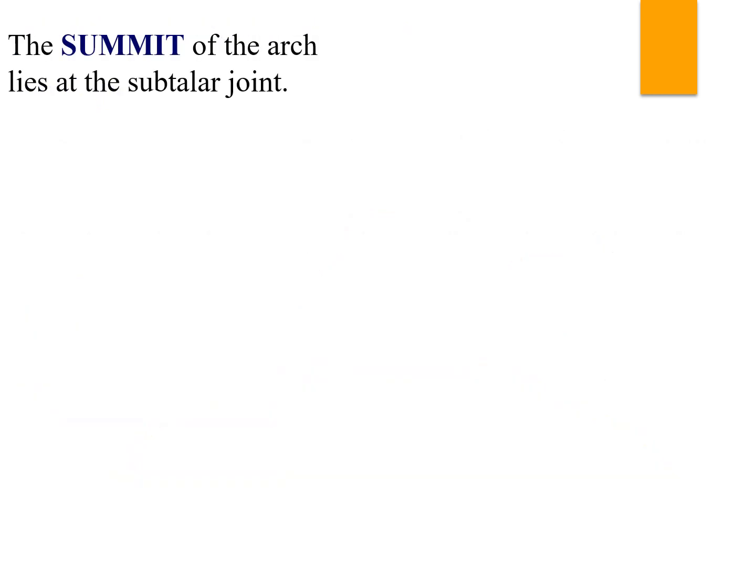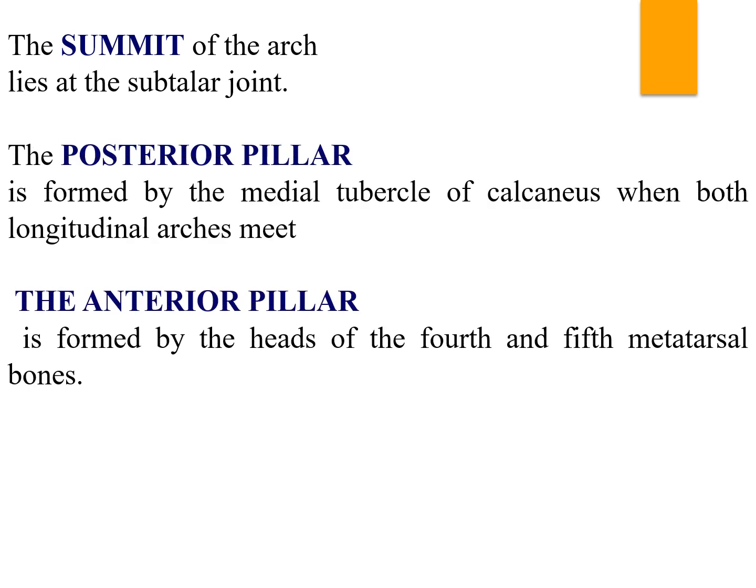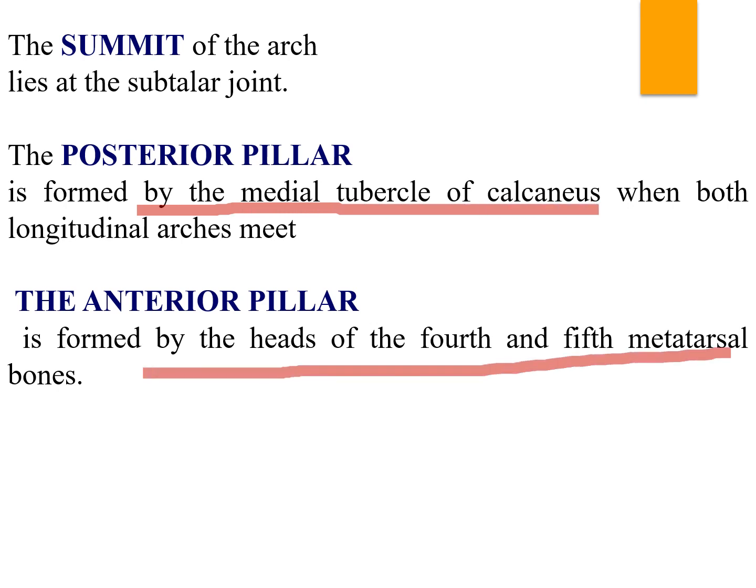Again, what is the summit of the arch? For the medial longitudinal arch, it is the upper surface of the talus, so the ankle joint is the summit of the medial longitudinal arch. The subtalar joint is the summit of the lateral longitudinal arch. So here the summit is lower compared to the medial longitudinal arch. The posterior pillar is common for both arches, the medial tubercle of the calcaneus. The anterior pillar is formed by the heads of the fourth and fifth metatarsal bones.